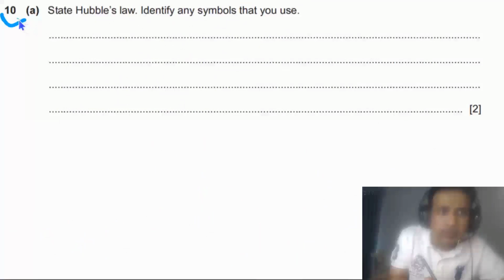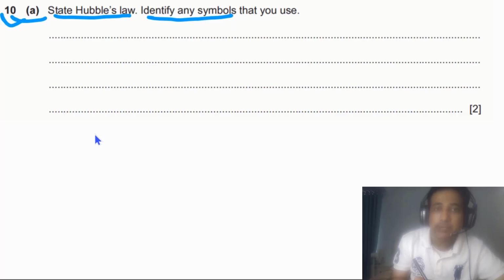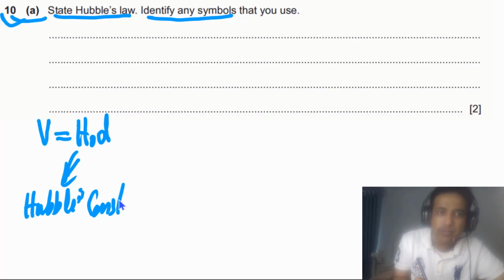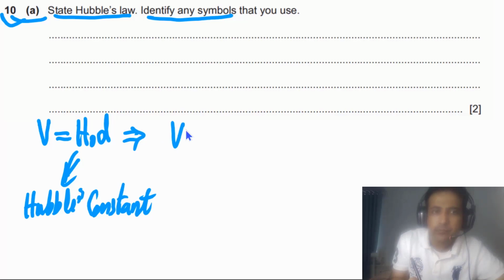In question 10, part A says state Hubble's law. Identify any symbols that you use. Hubble's law is a very simple law. We can simply write down first of all Hubble's equation. V is equal to H naught D. H naught here is Hubble's constant. So from here we can simply say that V is directly proportional to D.